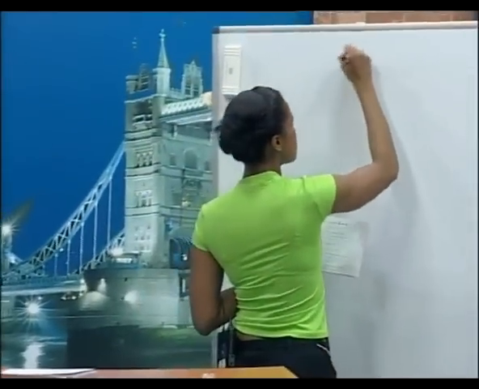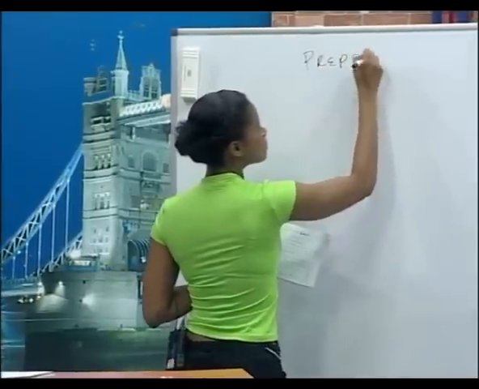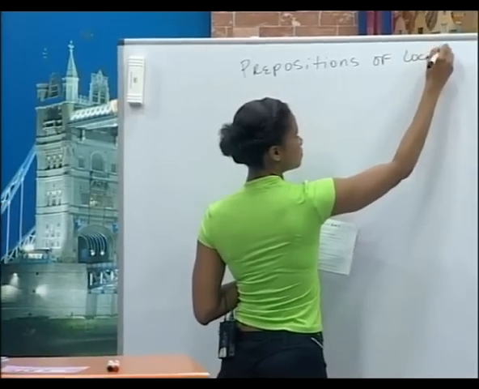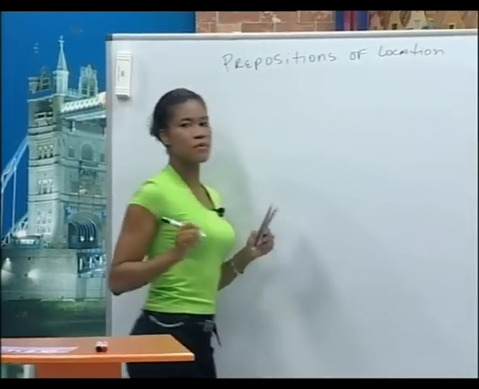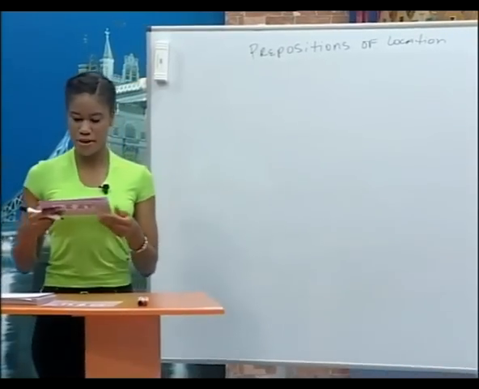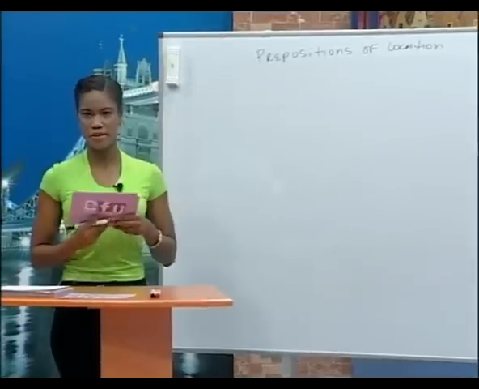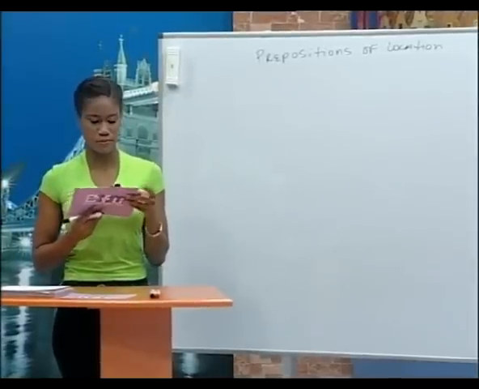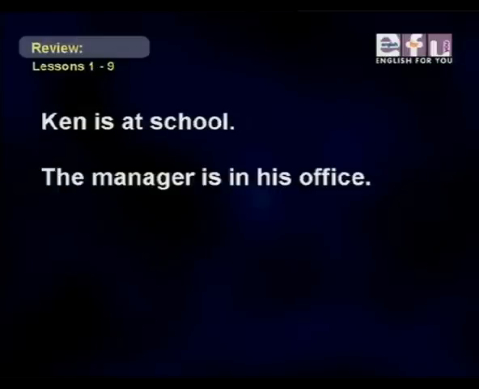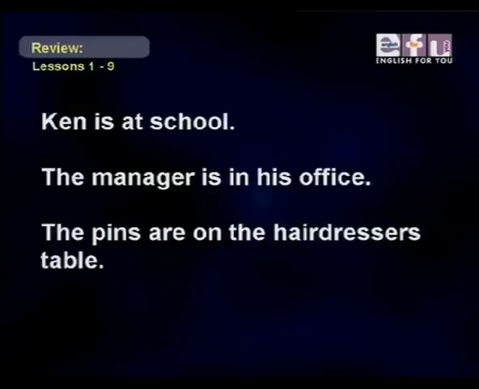Now, let's review prepositions of location. Prepositions of location. Now, remember, we reviewed in, at, and on as prepositions of time. Now, let's look at location. Take a look at some examples. Ken is at school. The manager is in his office. The pins are on the hairdresser's table.